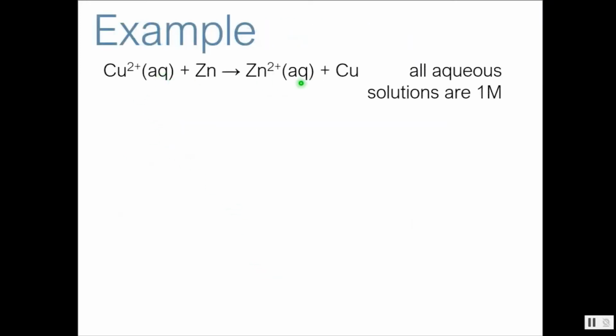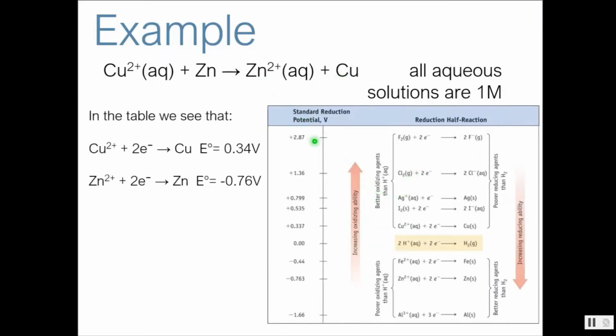Our reaction for that spontaneous Daniell cell was where we had copper ions in solution stealing electrons from the zinc to reduce the copper and oxidize the zinc. If we look up the standard reduction potential for these two reactions, copper is shown here. It has a reduction potential of 0.337, or 0.34.